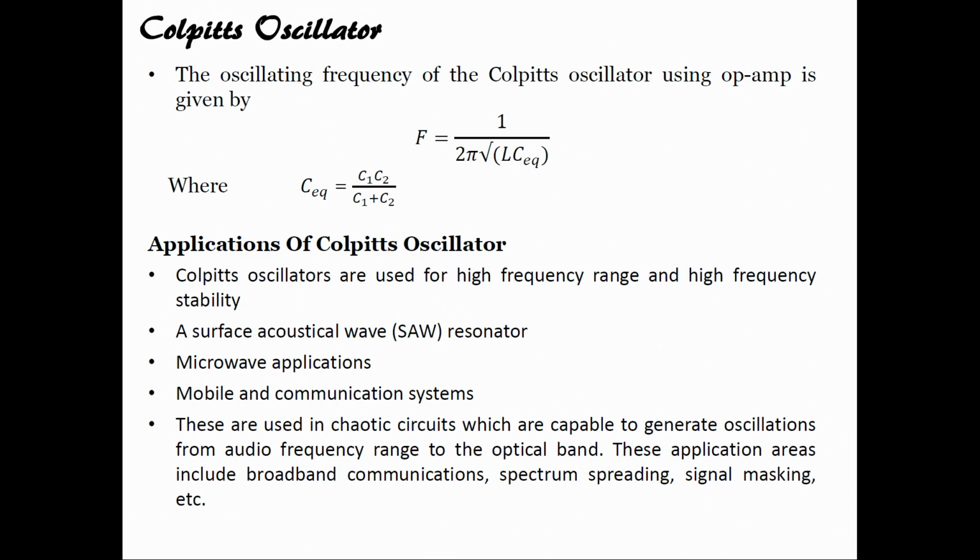Here we have the same formula, but instead of L equivalent we have C equivalent, and we know that C equivalent is nothing but C1 C2 by C1 plus C2. So, what are the applications of the Colpitts oscillator? Colpitts oscillators are used for high frequency range and high frequency stability. It can also be used as a SAW resonator, that is surface acoustic wave resonator, used in microwave applications, mobile and communications. These are also used in chaotic circuits which are capable of generating oscillation from audio frequency to the optical band. The application areas include broadband communication, spectrum spreading, signal masking, etc.